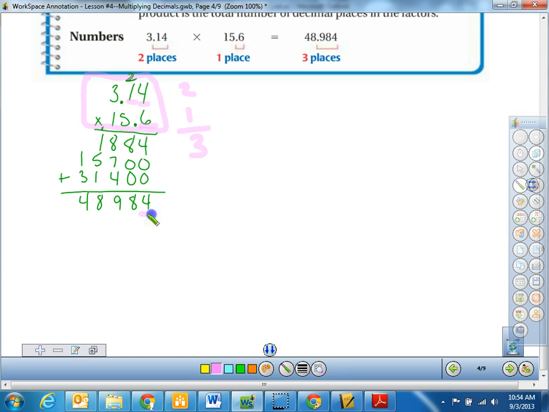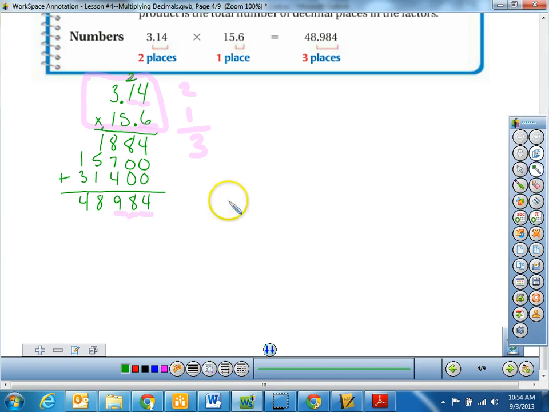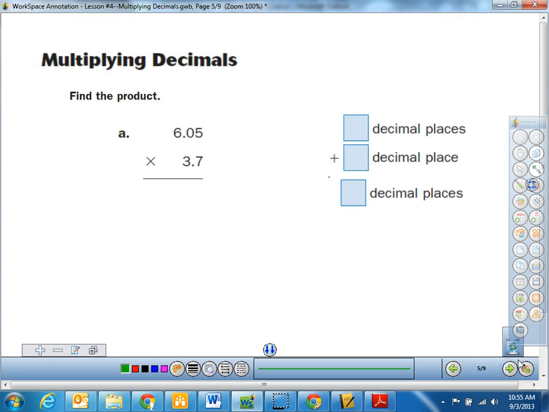I need to make sure that I have 3 numbers to the right of my decimal point down here as well. So it has to go between the 8 and the 9, 48 and 984 thousandths. That's what I get when I take 3 and 14 hundredths times 15 and 6 tenths. 1, 2, 3, 1, 2, 3. So there's my decimal point. And if we look up here, 48.984, exactly what we got there. So let's try it again.